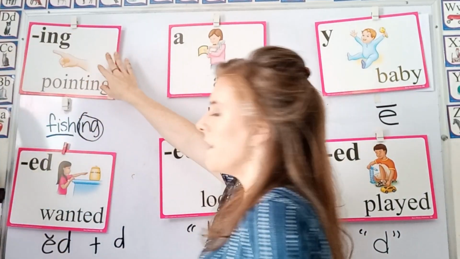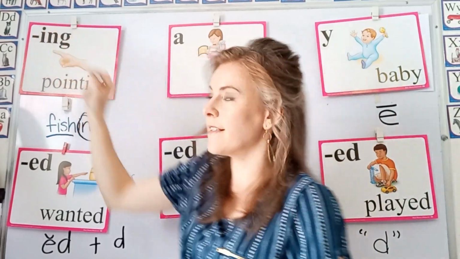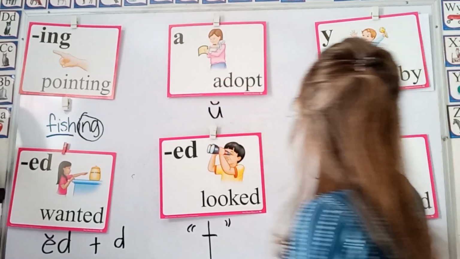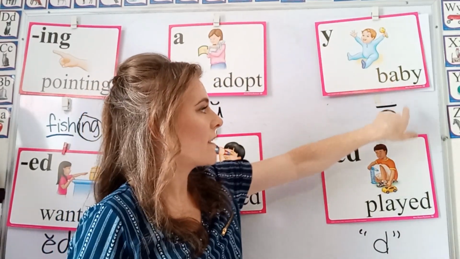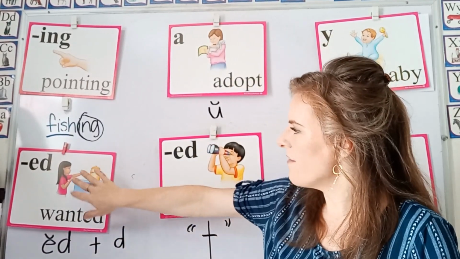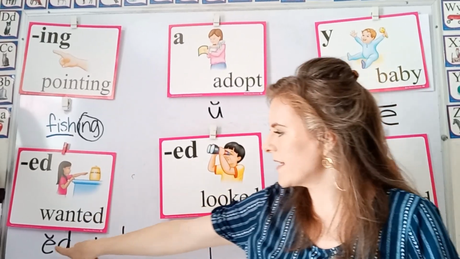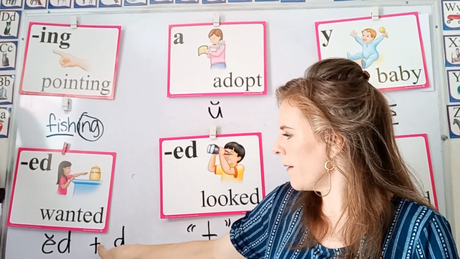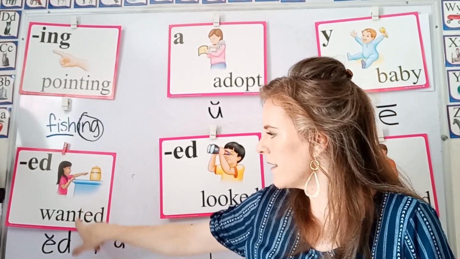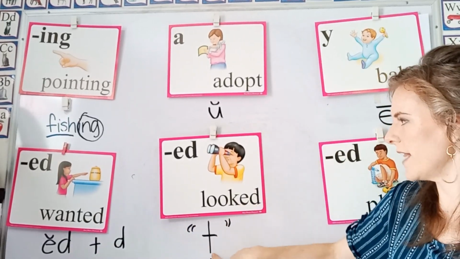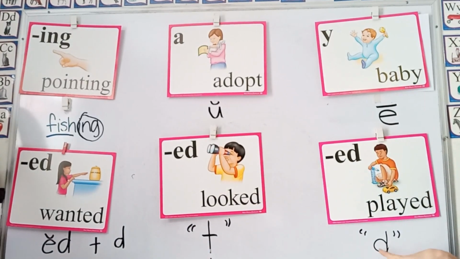So we have the ing in pointing, which is a suffix. We have the a in adopt, which makes the short U sound, usually when it's at the beginning of a word. Then we have the E in baby, which makes a long E sound, usually when the Y is at the end of a word. And then we have ed in wanted, which makes a short E and D sound, usually following a T or a D. Then we have looked, which sounds like a T. And we have played, which makes a D sound.